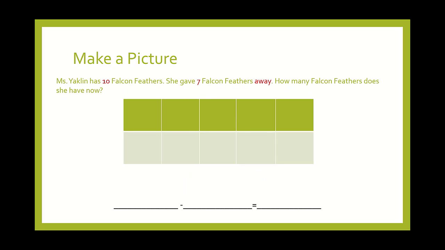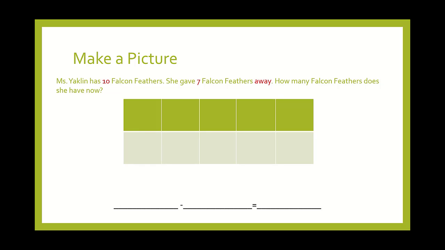So you can also make your own picture if you have a subtraction problem that's asking you to take away. So let's read this subtraction problem. It says Miss Yaklin has 10 falcon feathers. She gave 7 falcon feathers away. How many falcon feathers does she have now?